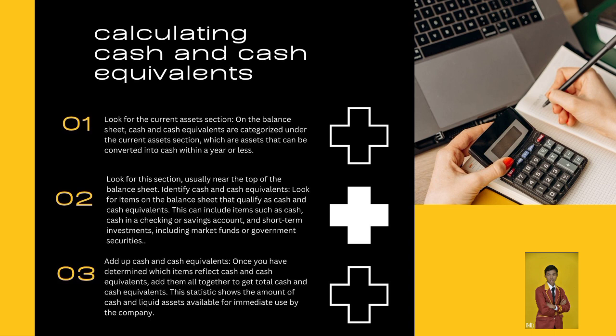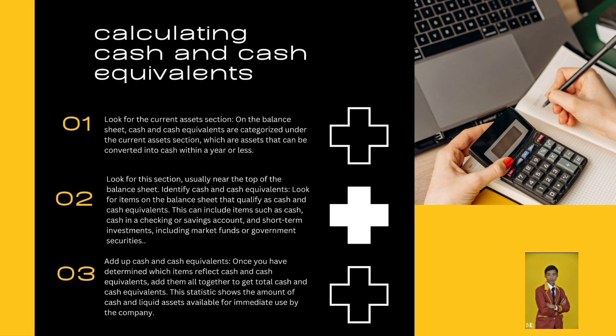The following are the steps for calculating cash and cash equivalents. Look for the current assets section. On the balance sheet, cash and cash equivalents are categorized under the current assets section, which are assets that can be converted into cash within a year or less. Look for this section, usually near the top of the balance sheet.